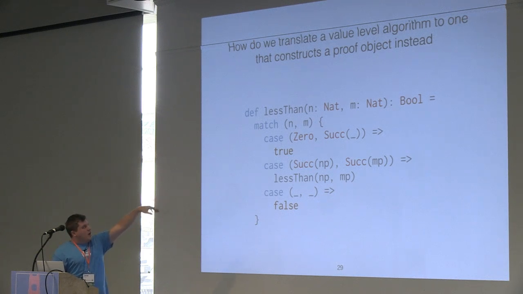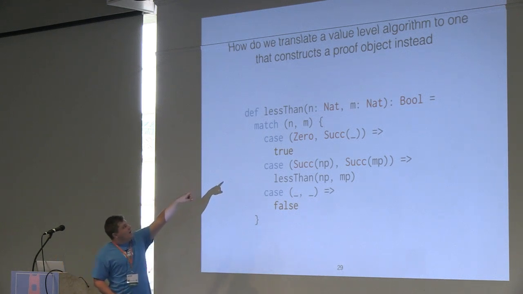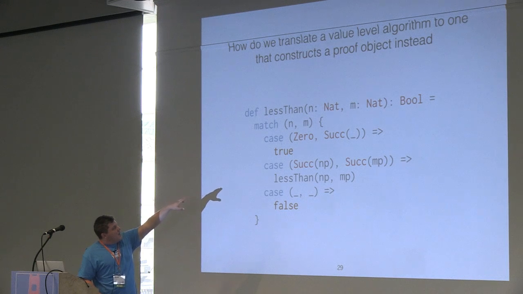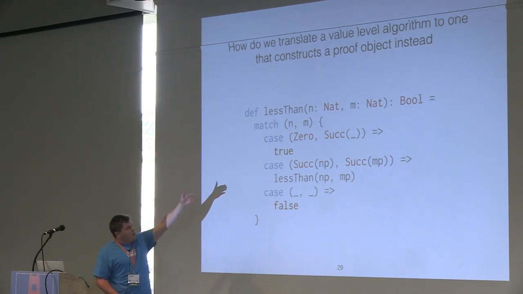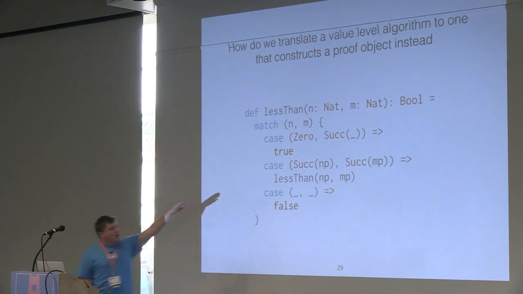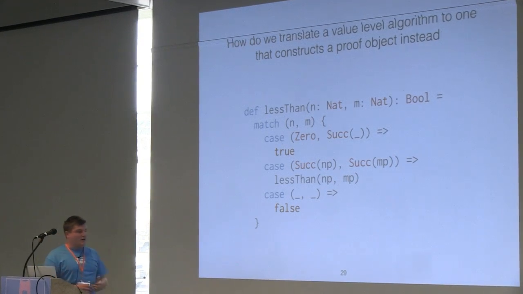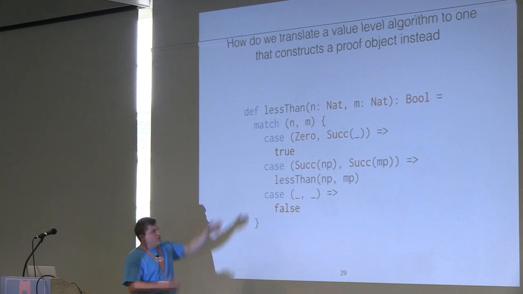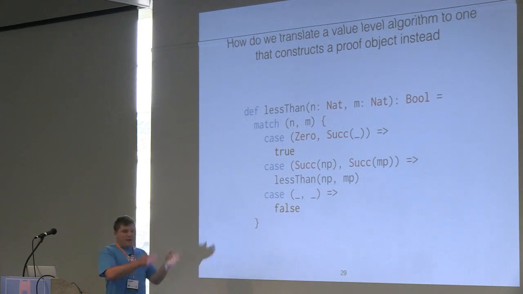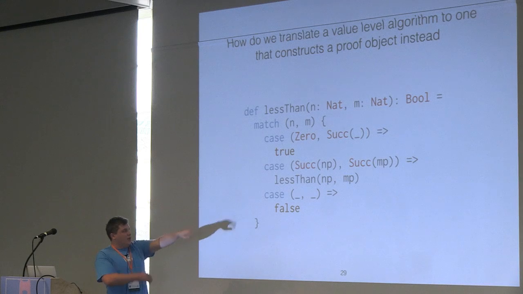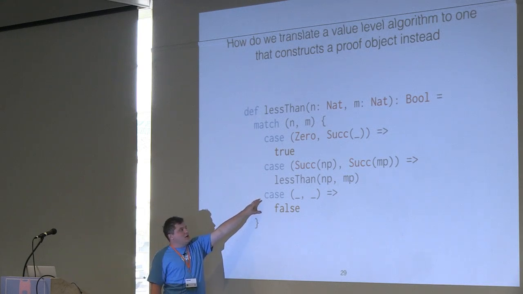We match, which I might have inverted. I did. Writing too much Rust. So we match. We do the case. The simple case obviously is 0, and some successor is always true, right? 0 is less than any number that is not 0. In this case right here, we just subtract both numbers by 1, and we continue recursively. And then here, we just return false.